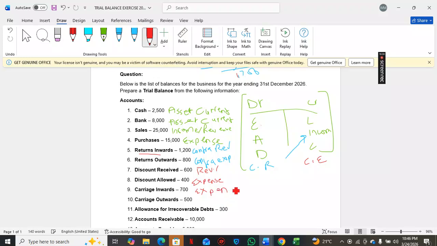And carriage outwards? Carriage inwards is the... okay, carriage inwards. I mean outwards. You're saying something? Yeah, I thought you were about to answer, that's why I paused. Oh, carriage outwards is the selling and distribution expense. Those selling and distribution, especially the distribution expenses. Yes. Which is a debit. Yes.